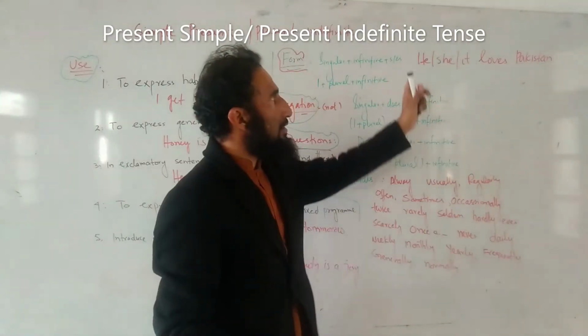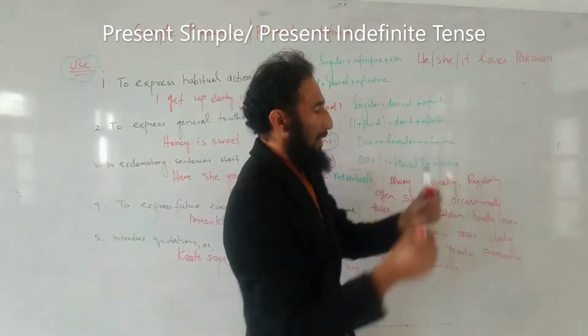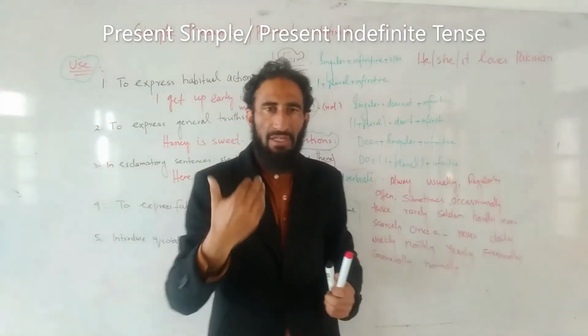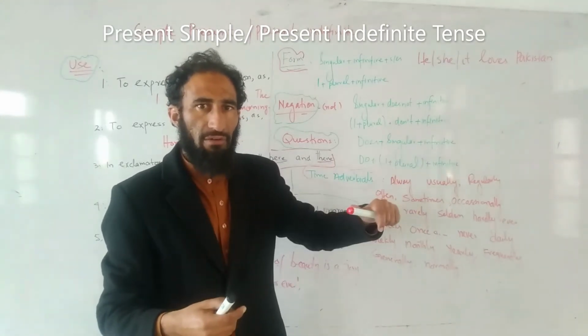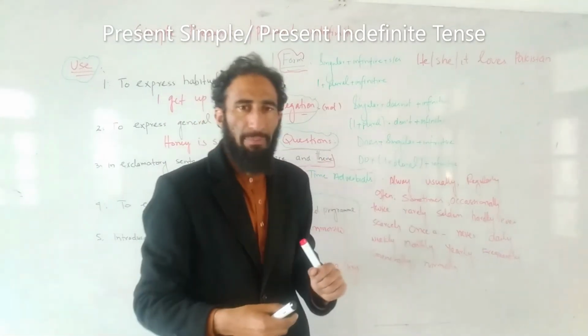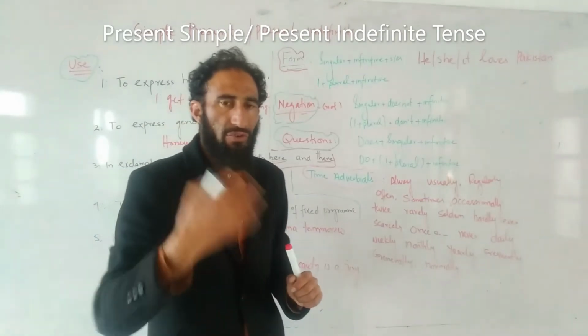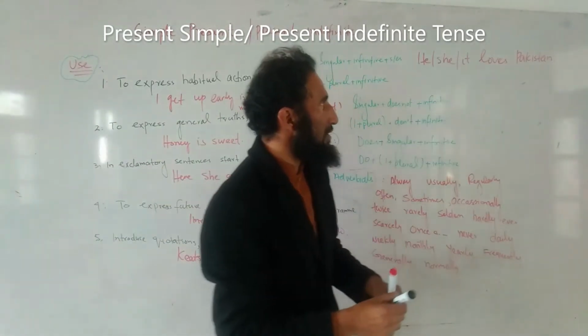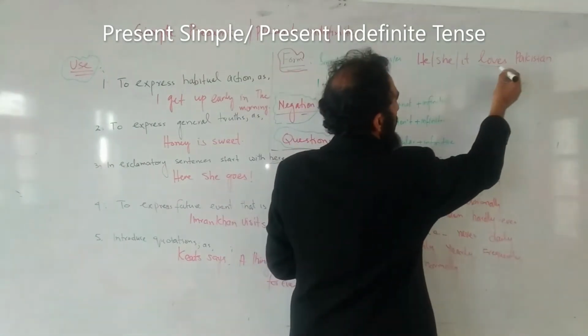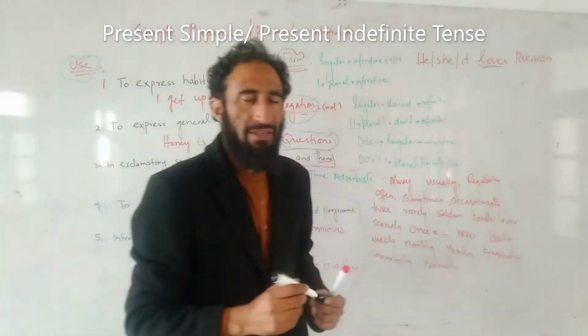Okay? He, she, it loves Pakistan. So the base form is love, but I just added es with the love to make simple present. For third person singular, we use s or es with the infinitive form, love, and then s, loves.